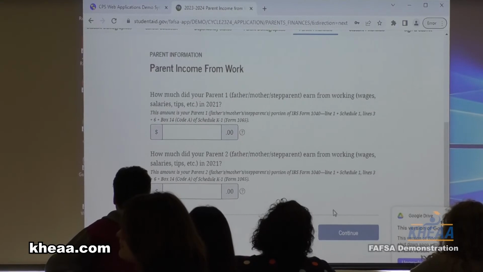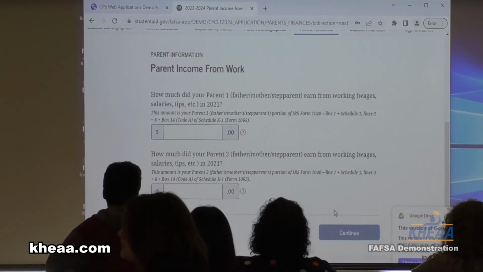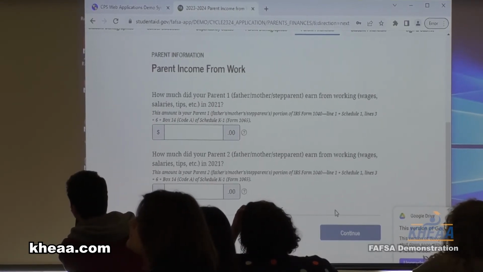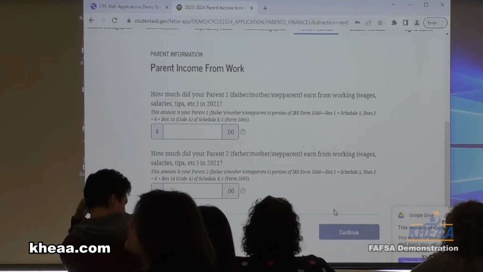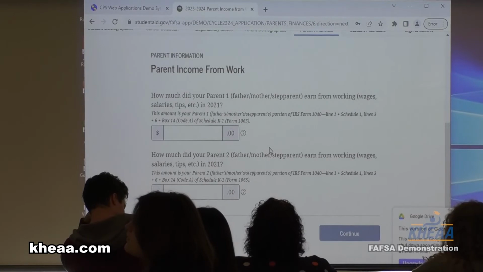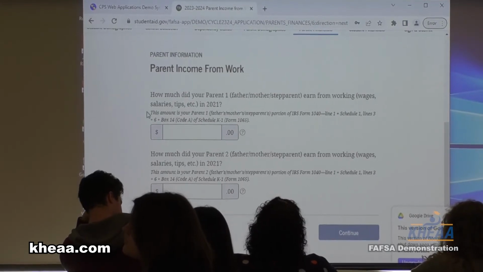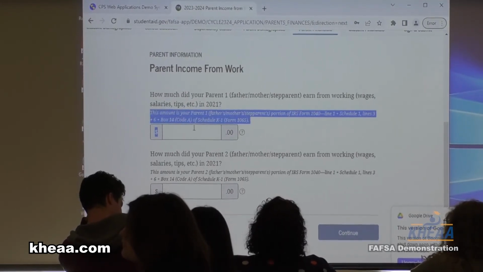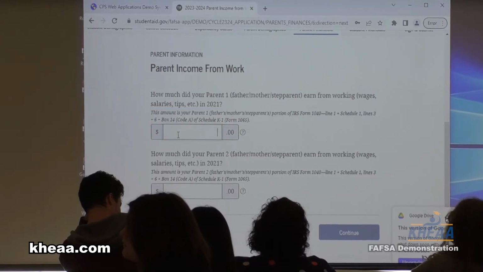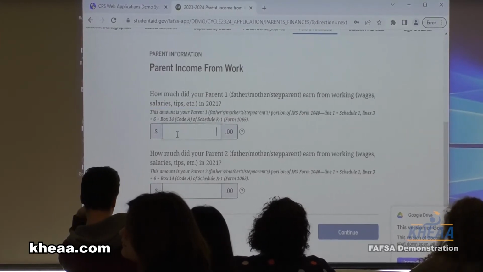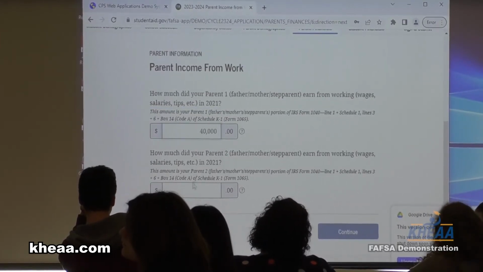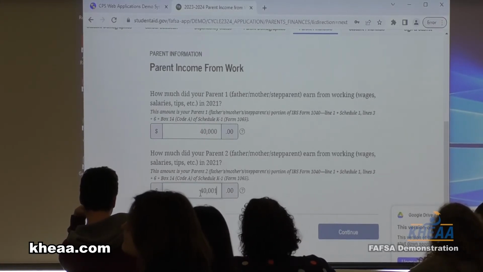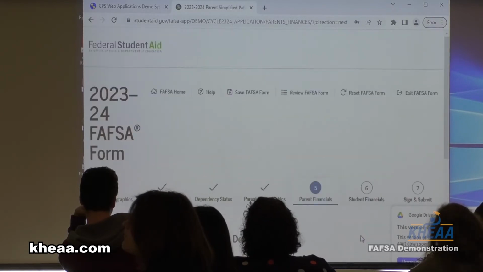So the only time that you'll have to type this in manually is if the IRS does not transfer your stuff. So another cool thing about this is if you do have to type things in manually, it does give you sort of like, hey, this is where you'll find it at the bottom. So how much did your parent 1 make? 40,000. So we'll do 40,001 because it gets suspicious if it's the same number. So there we go.